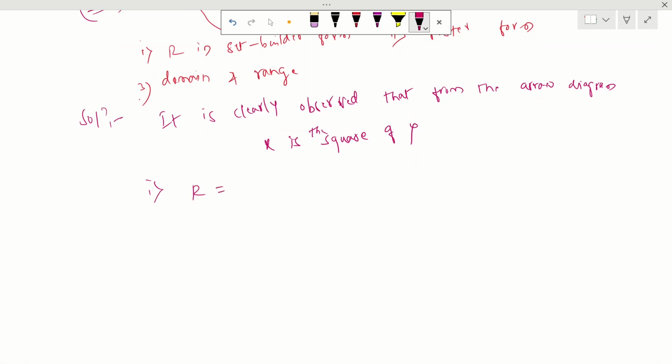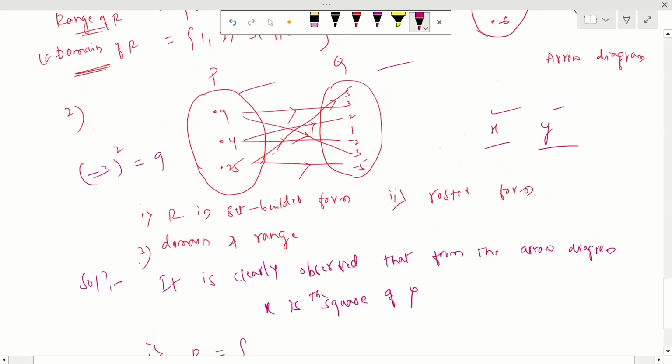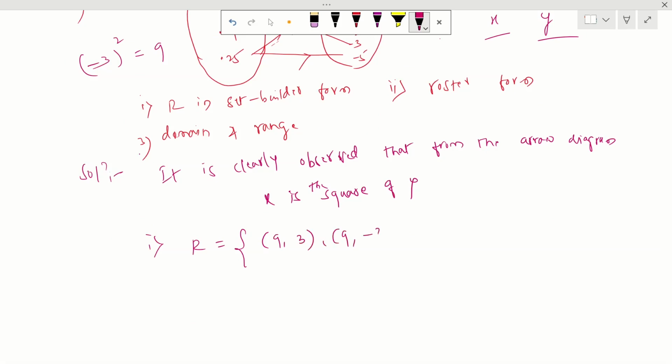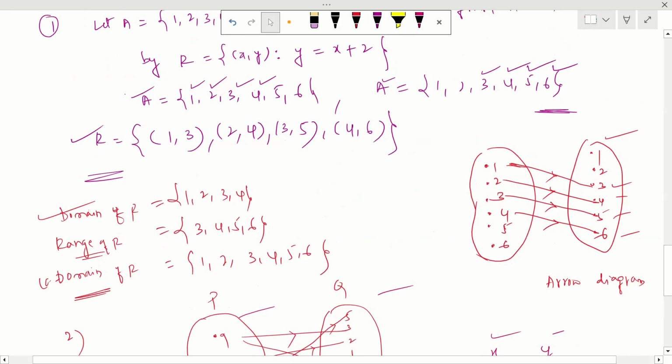Relations, we are writing in roster form. Relations means what? It is in pairs. So when we put the value of 9, we are getting one as plus 3 and another as minus 3. When we put the value of 4, it is matching with plus 2 and minus 2, and 25 is matching with 5 and minus 5. Okay, understood.